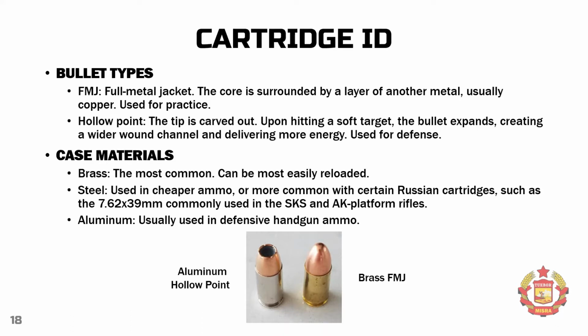Case materials, so we've got brass, which is the most common. It can be the most easily reloaded. It's pretty malleable compared to other metals used in case materials. It doesn't dent as easily as steel does, which is our next bullet point, steel. It's used in cheaper ammunition or in Russian cartridges. It's very common, such as the 7.62 by 39, which is used in the SKS and AK platforms.